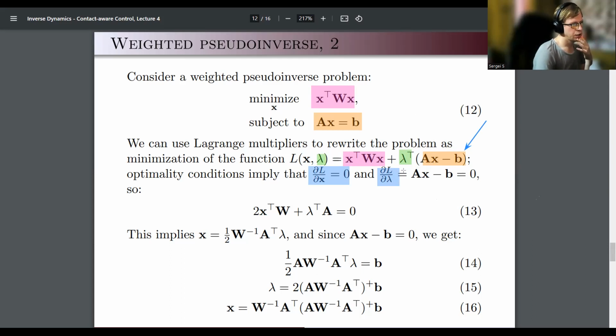So basically we recover the original constraints, right? Our constraints are recovered by this partial differentiation.